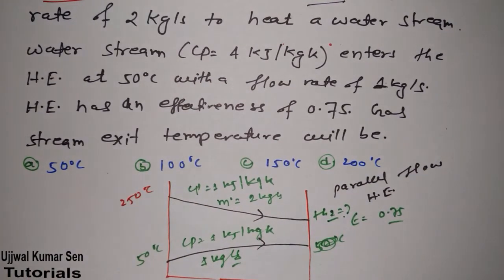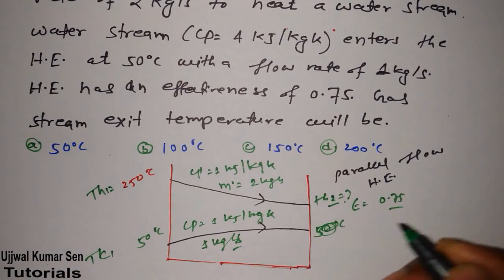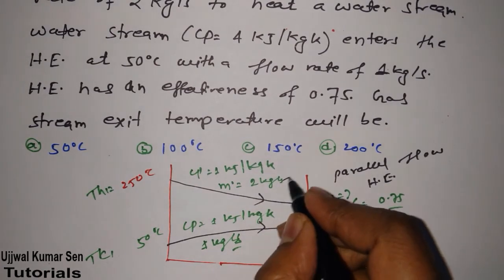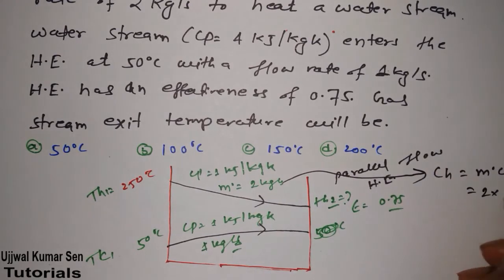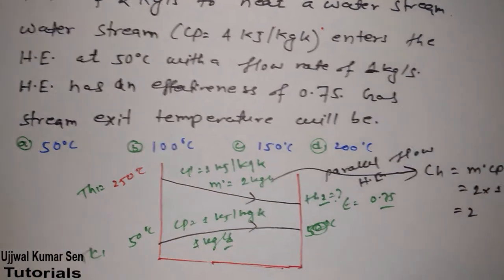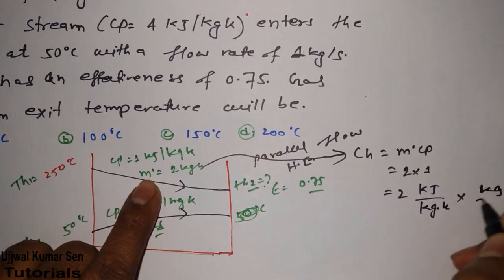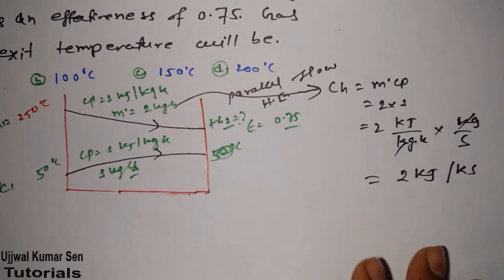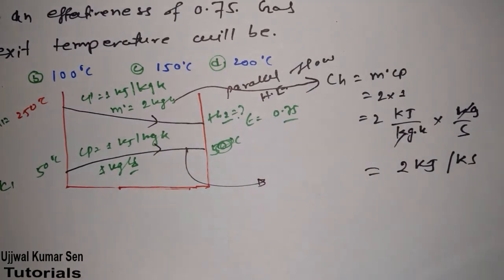So what we have been given, basically we need to look at that. We have given TH1, we have given TC1, we have given effectiveness, and we have given all these heat capacities. So first of all we'll find out from these the heat capacity, that is CH is equal to m Cp. m is 2 and Cp is 1, so it's 2. Now look at its unit, kilojoule per kg Kelvin. Mass is kg per second, kg cancelled, so 2 kilojoule per Kelvin second. Got it? This is for the hot fluid, the hot gas.